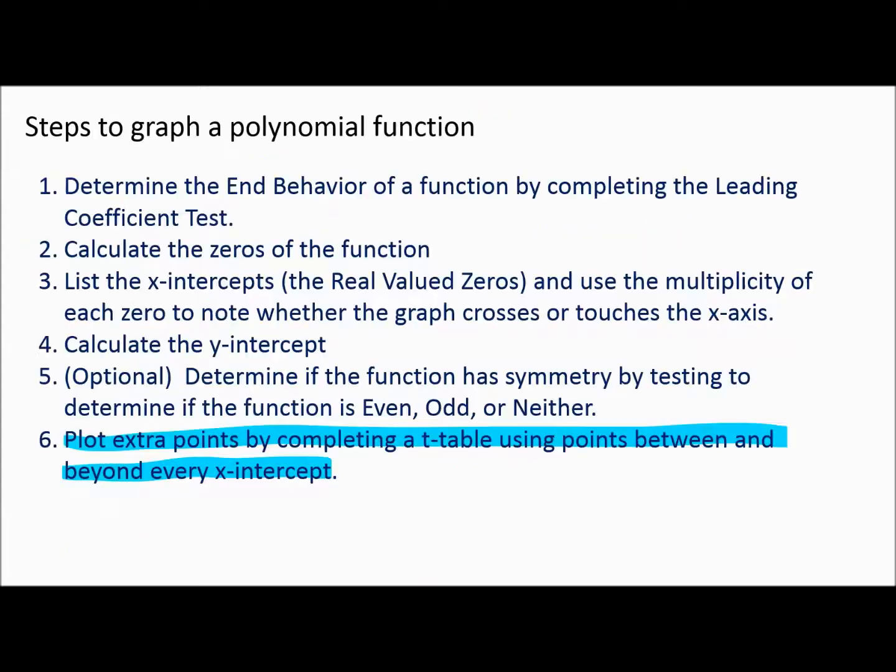Okay, now let's go back and look at our list. The next thing is optional. You want to talk about symmetry. Now I'm going to show you that very quickly just so you know what that is in case you're ever asked to do that. But for me, it's always an optional step.